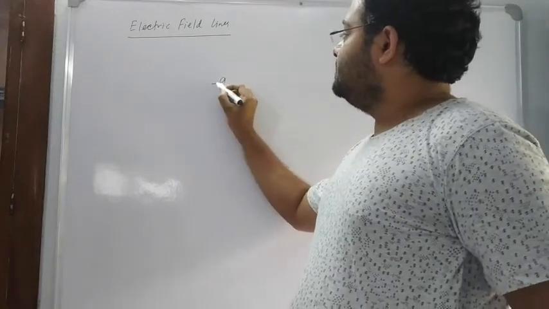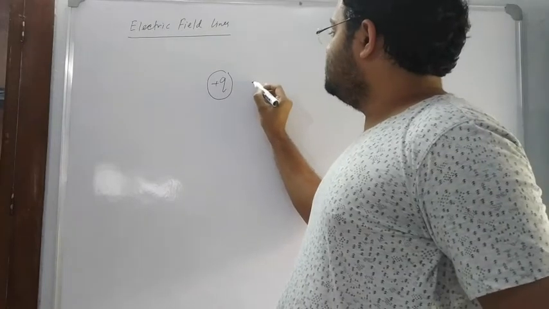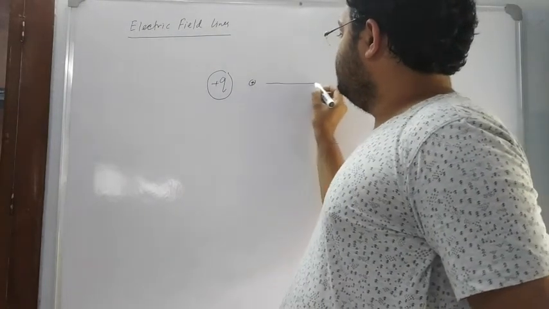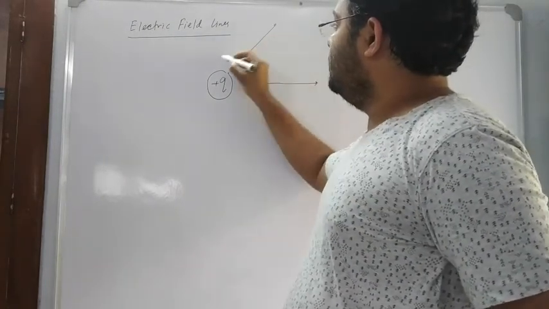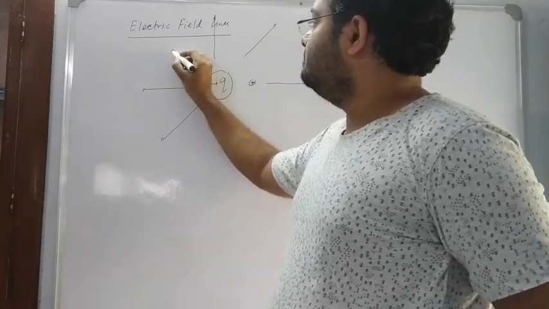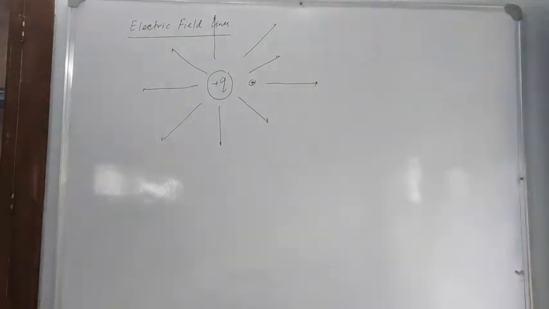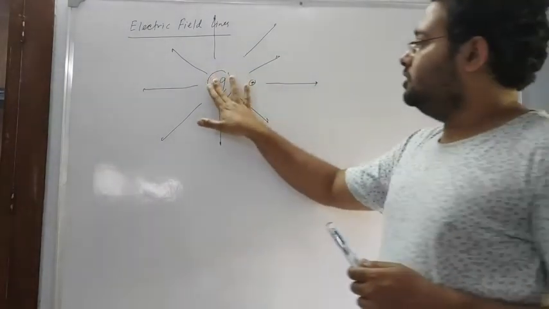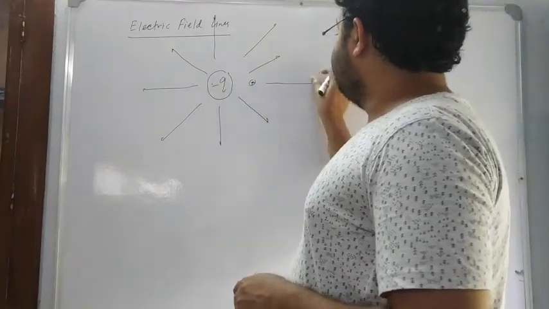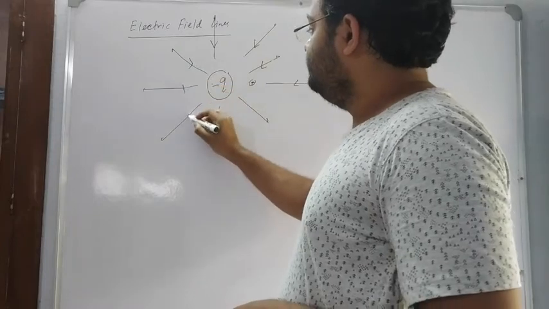Then suppose there is a positive charge, what are the electric field lines for it? You just put another positive charge here, which direction will it go? Radially outward. Placed here, where will it go? Radially outward, radially outward, radially outward, and these are the electric field lines for this positive charge. If this becomes a negative charge, what happens immediately? The direction of the electric field lines will reverse.